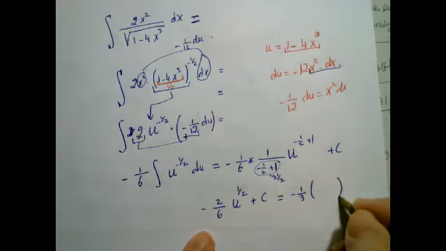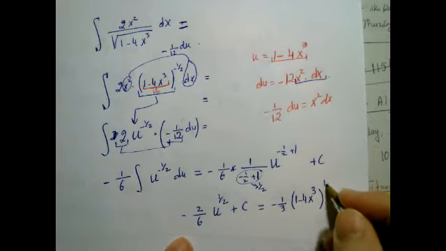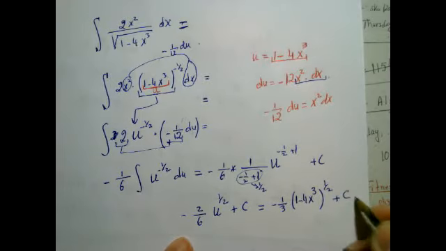At the end, I go back to x. And it's 1 minus 4x cubed to the power a half plus c. End of the problem.